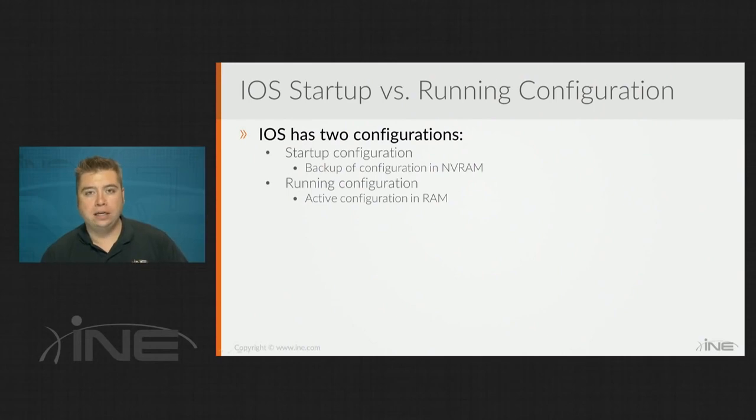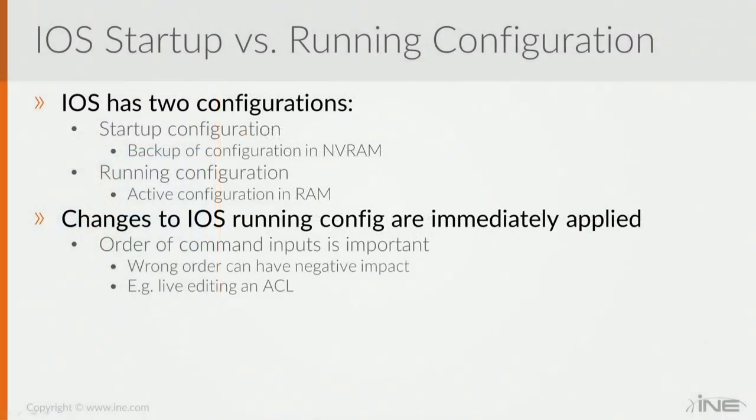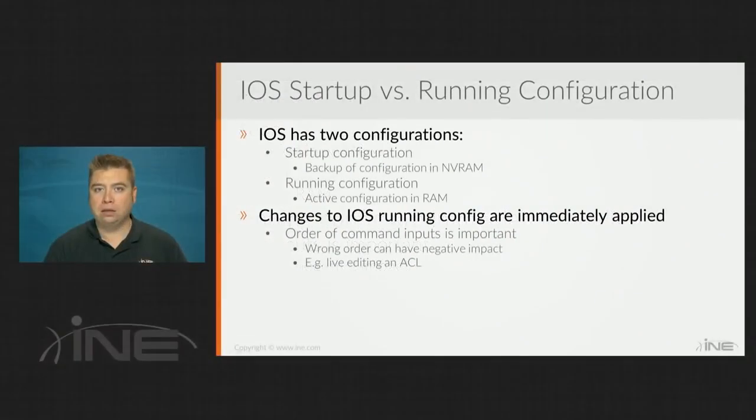Now, one of the disadvantages of IOS in terms of its configs is that when you make a change, it's immediately applied. So this means that if you issue a command in the wrong order, you have some potential ways that you can cause negative impacts to the network. For example, maybe you're live editing an ACL that's applied on an interface. You could accidentally deny your management session to the router or to the switch, and then lock you out from doing additional changes.